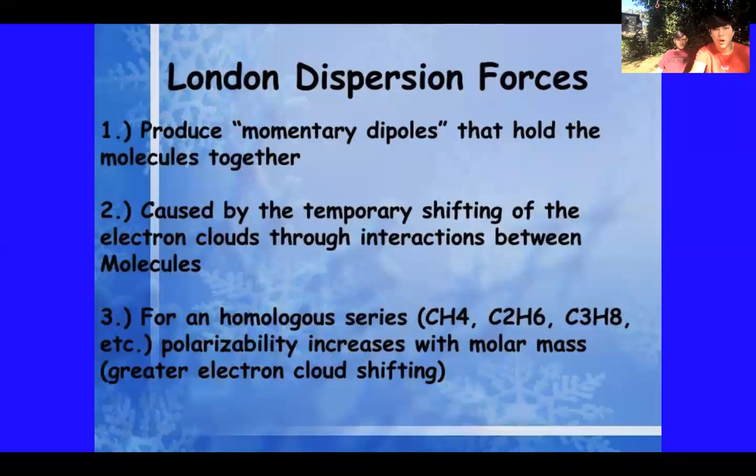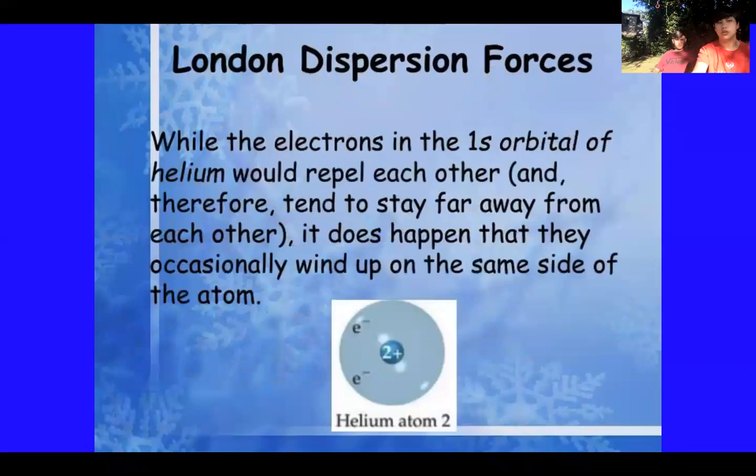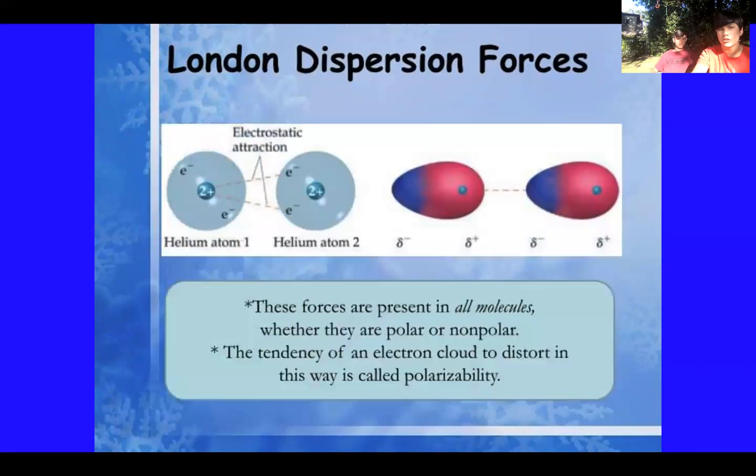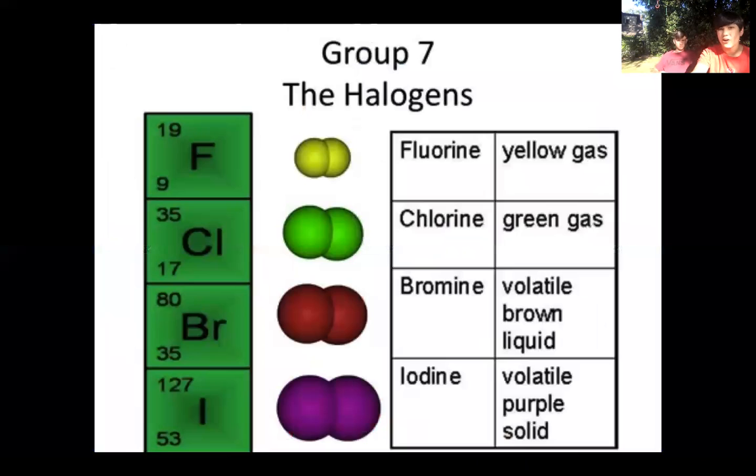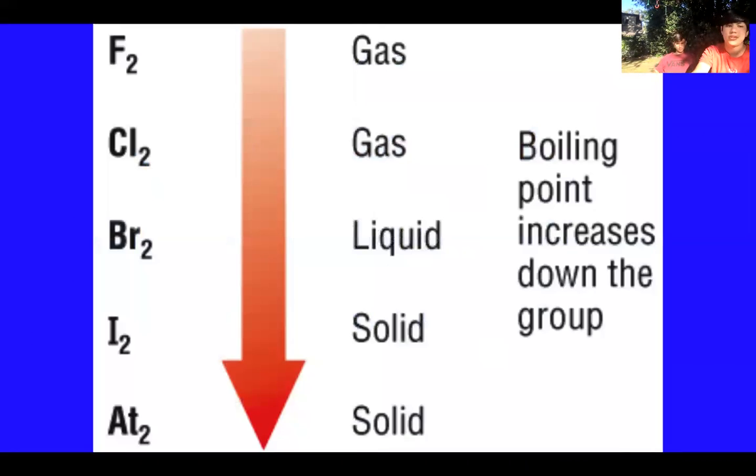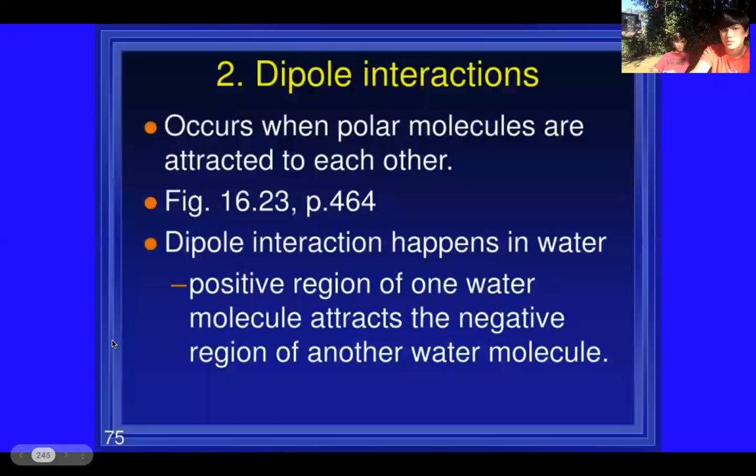They produce momentary dipoles that hold the molecules together. They're caused by the temporary shifting of the electron clouds through interactions between molecules. For a homologous series, CH4, C2H6, C3H8, etc., polarizability increases with molar mass, which means a greater electron cloud shift. Not sure we learned much about London dispersion. Here again are the halogens, some of the diatomic molecules.